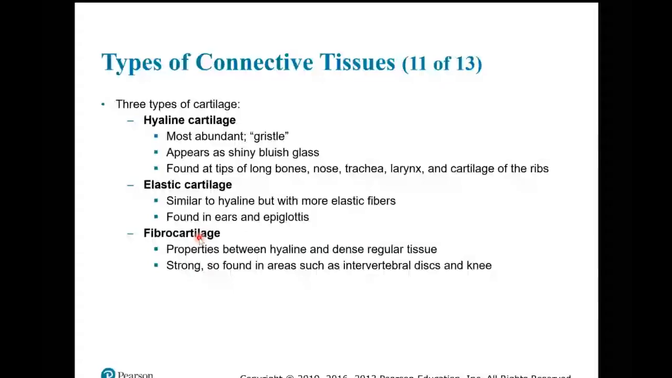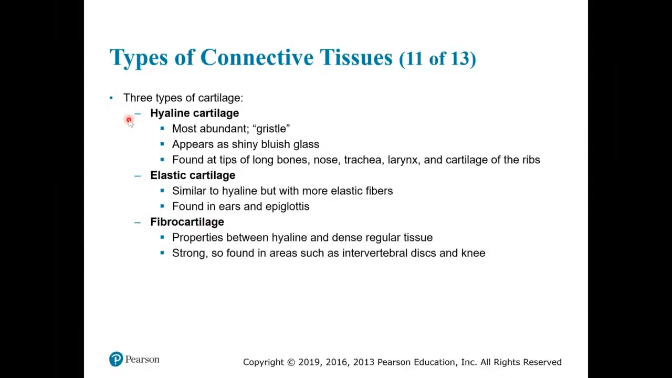Let's look at the picture. Here first we're going to get the three types. All right, hyaline is the most abundant of all the types. These other two are found in special places. Most cartilage is of the hyaline variety. We talked about articular cartilage at the end of bones. That's a special type of hyaline cartilage.